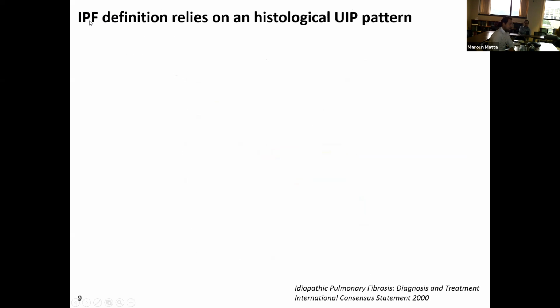So what is IPF? It's a progressive fibrosis. It's deadly. It's often missed, and when it's found, it's often not reported. But what defines IPF?